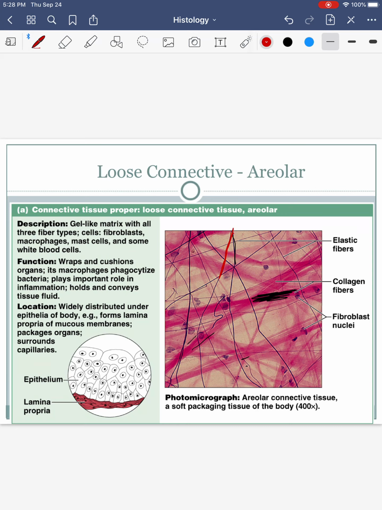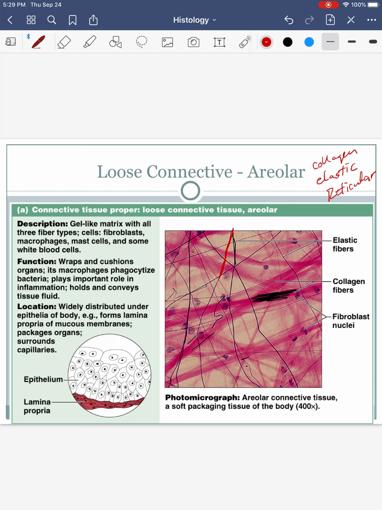Okay, you may remember from lecture that we have 3 different types of possible fibers in connective tissue. You can have collagen fibers and or elastic fibers, and or reticular. So these are the 3 possible fiber types. In areolar connective tissue, we have collagen and we have elastic. Collagen is for strength because it's thick, and elastic, no surprise, is for elasticity.